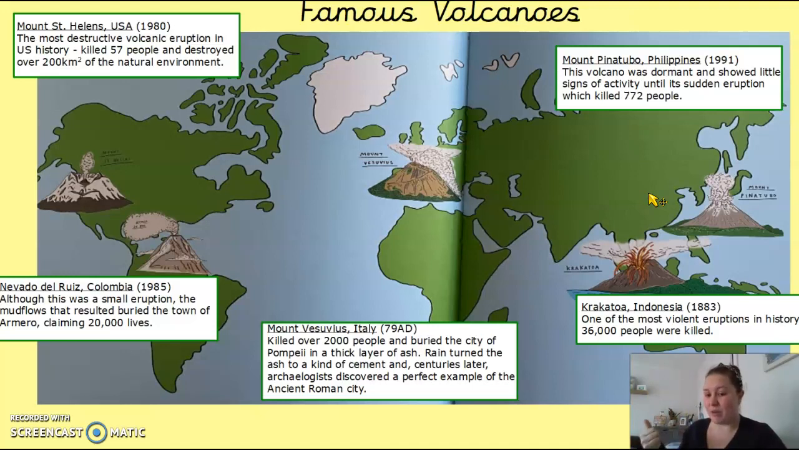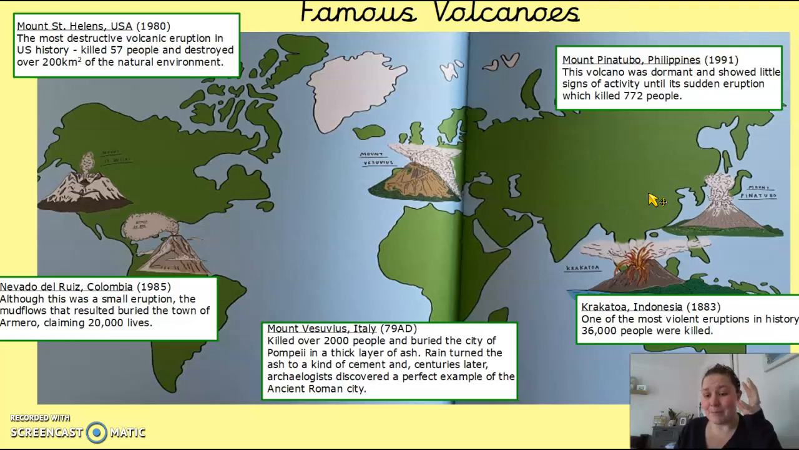active, it's erupted recently, it will erupt again. Dormant, it hasn't erupted in years and years, but it could erupt again. And extinct, just like extinct animals, it's kind of dead. It won't erupt again. So this volcano had been dormant for a long time, and nobody really expected it to erupt. It didn't have any signs, and then it suddenly erupted and it killed 772 people.